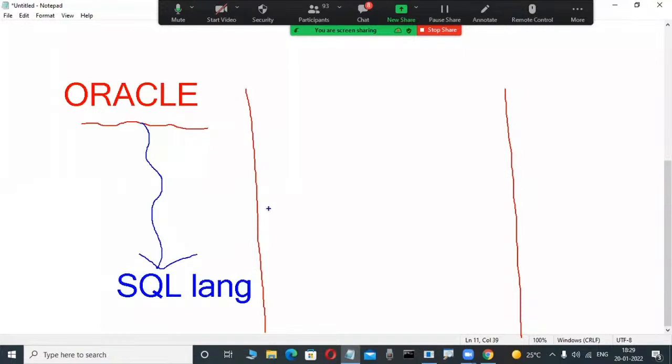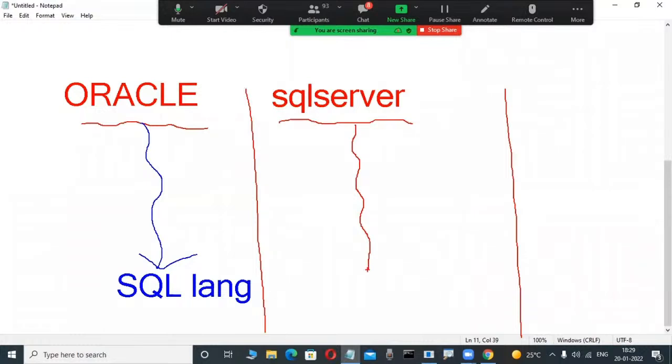Suppose in my company another project is there, which is also a relational database product, from Microsoft. That is SQL Server. Some employees are working on the SQL Server product. It is also a database product, same as Oracle, but to operate it they use one language only. What is that language? SQL is a language.